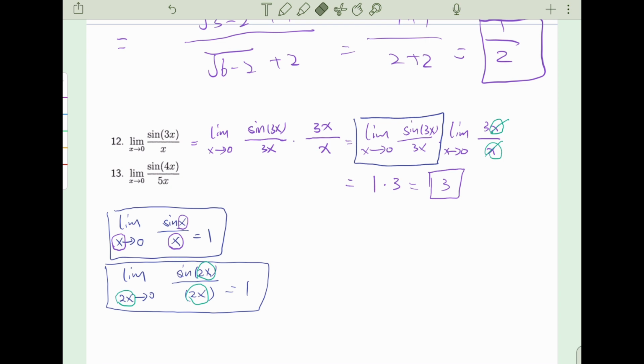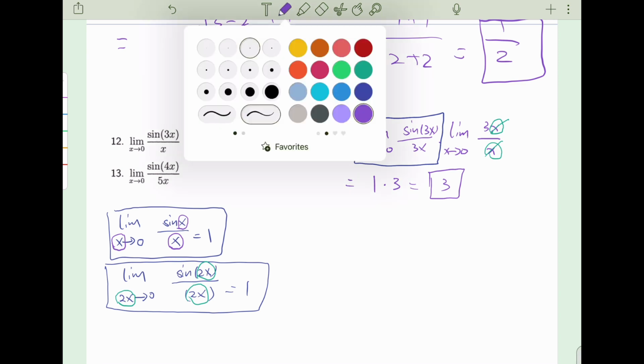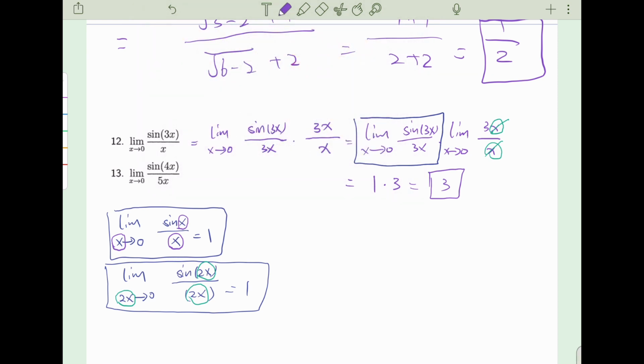Okay, so let's try the other one in the same way. We have this limit, x goes to 0, sine of 4x, right? So I will make up a 4x here because I want it to be in this form. And now I need to make up another 4x on the top to cancel with the original 4x and my 5x here. Okay, now I split the limit into the bracket.